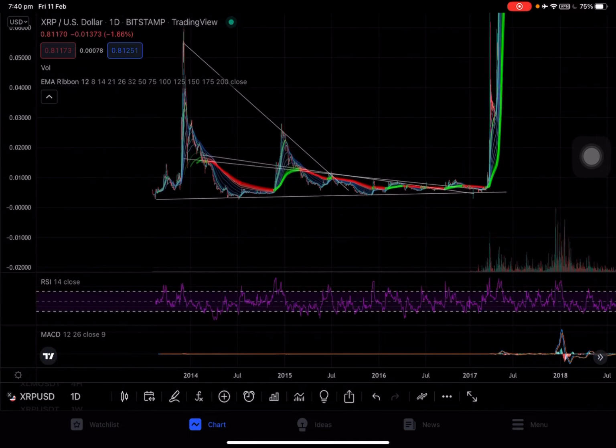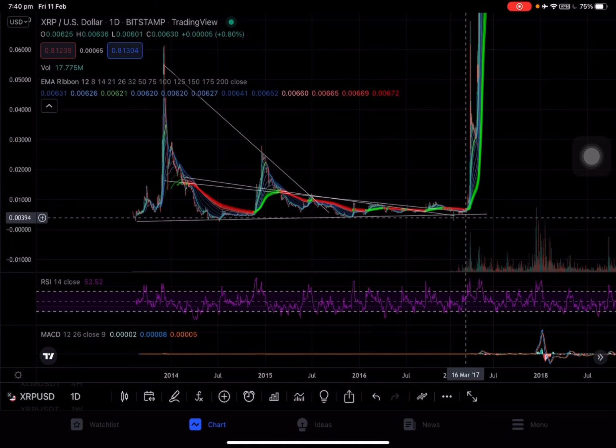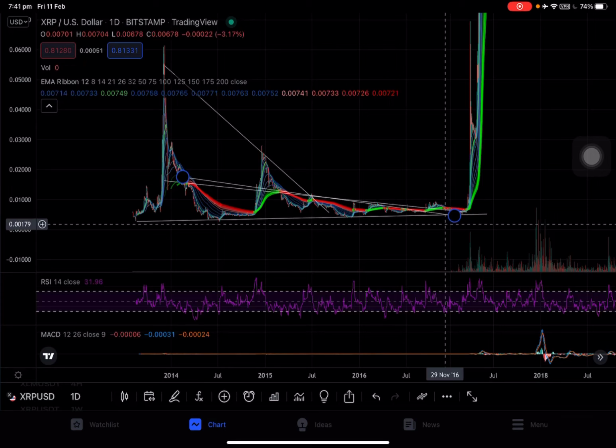So this is kind of like XRP. Essentially it's just going flat and sideways for a long time, since 2014, 2013, all the way to 2017 when it actually made its move. So there was a big 4-year consolidation period there, which probably just coincides with Bitcoin's 4-year cycles.